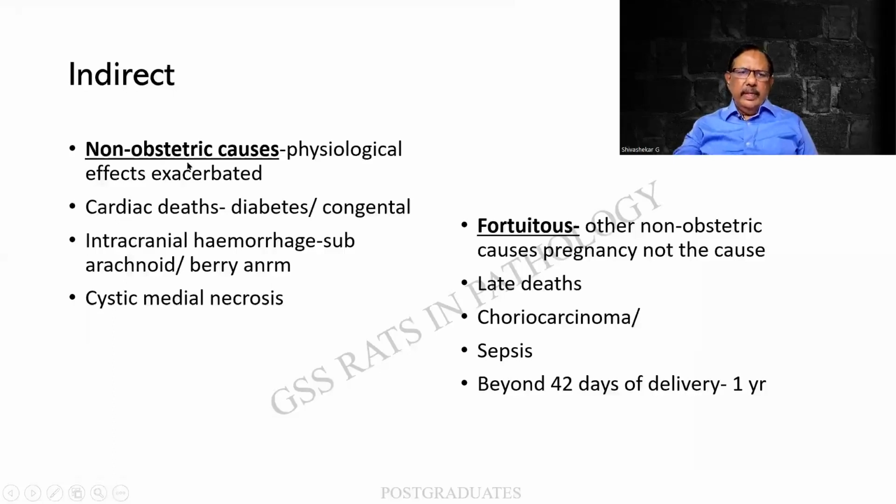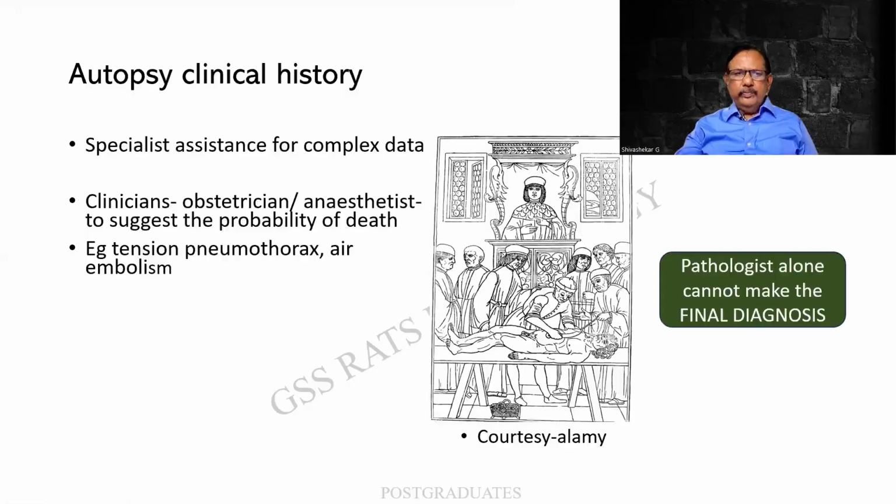Indirect will be this. Again, it's a repetition. I would like you people to kindly go through this. Fortuitous: other non-obstetric causes that occur in late pregnancy. For example, it can be a choriocarcinoma, sepsis. The only thing is, late deaths will be beyond 42 days. 43 days to 1 year is called a late death.